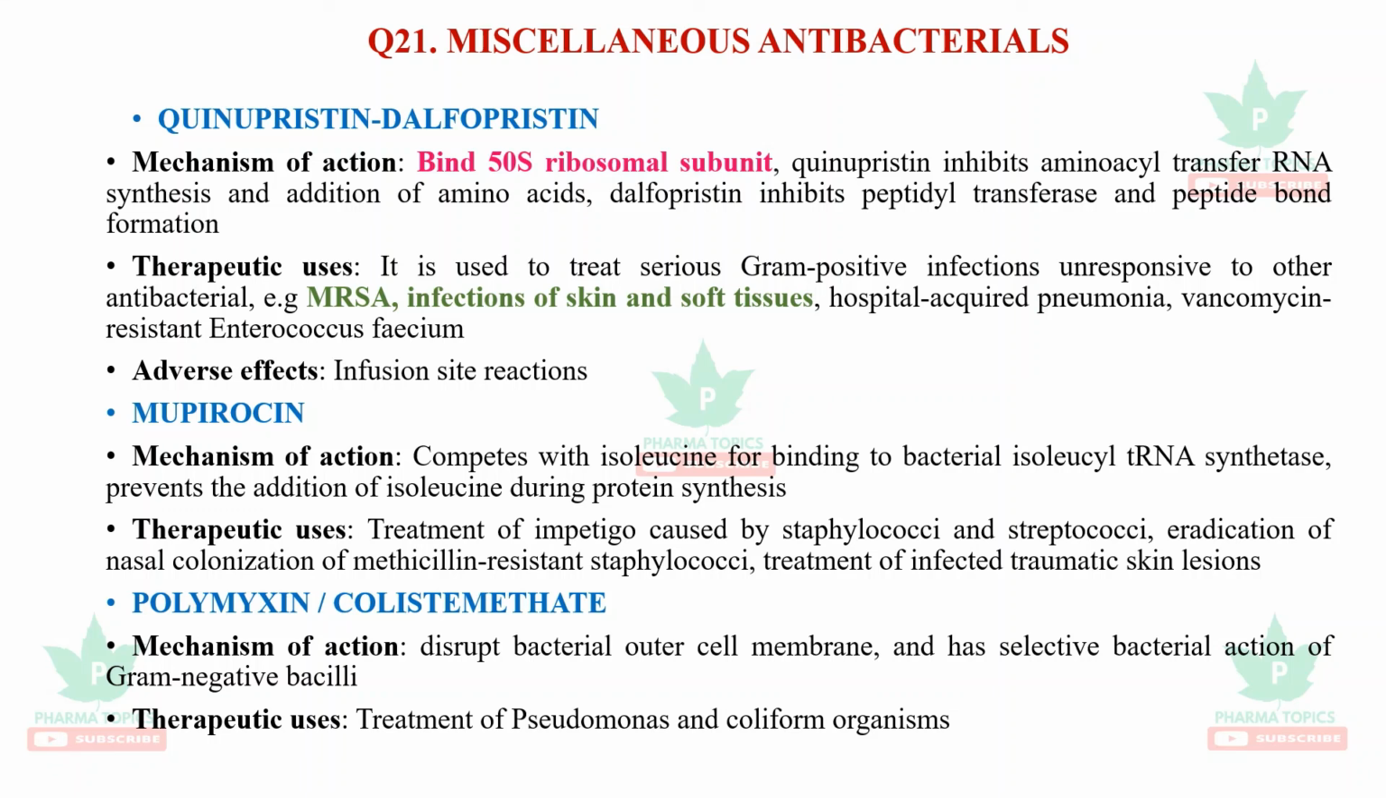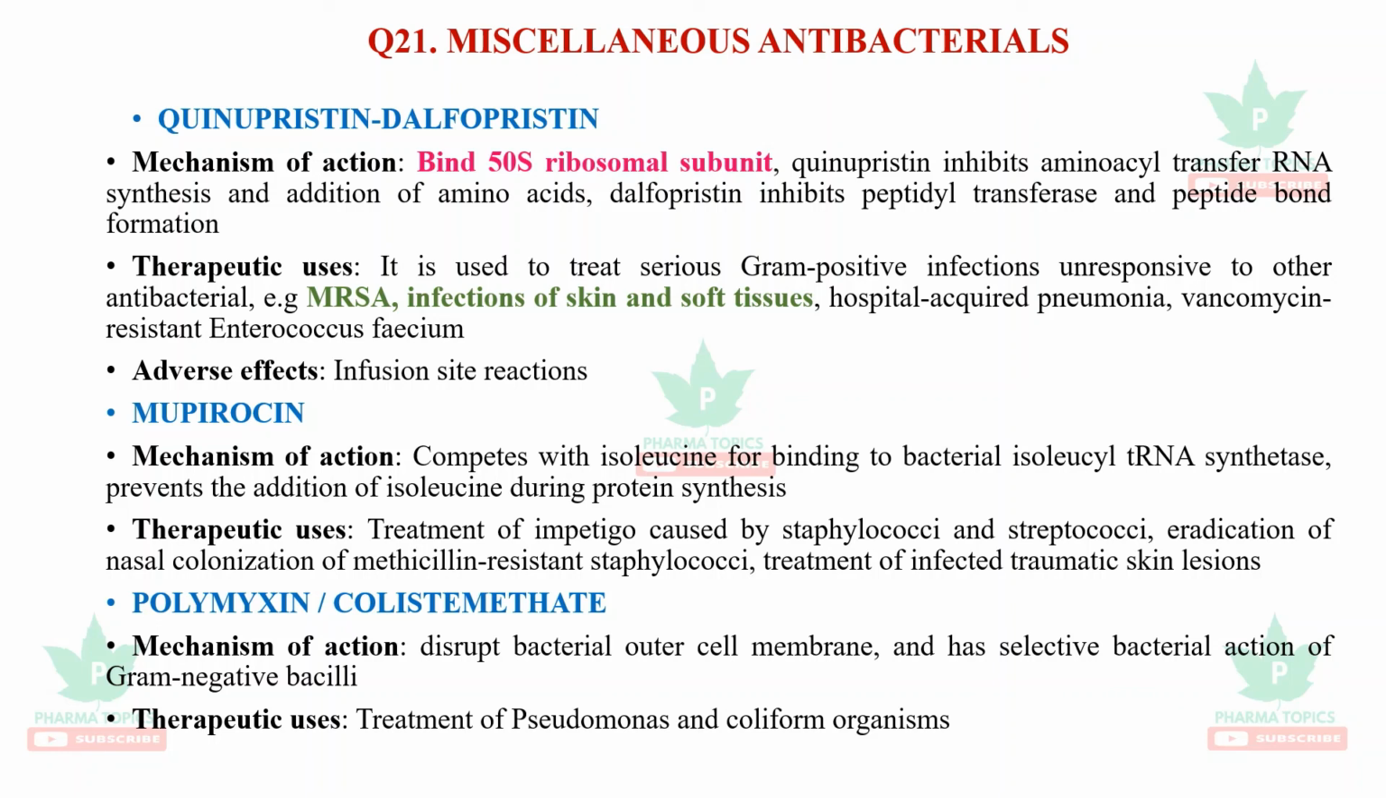Mupirocin is an antibacterial that competes with the isoleucine for binding to bacterial isoleucyl tRNA synthetase. It is used for treatment of impetigo caused by staphylococci and streptococci. It's used for treatment of infected traumatic skin lesions.